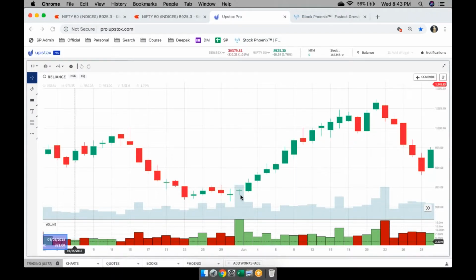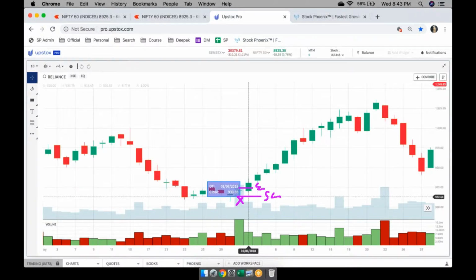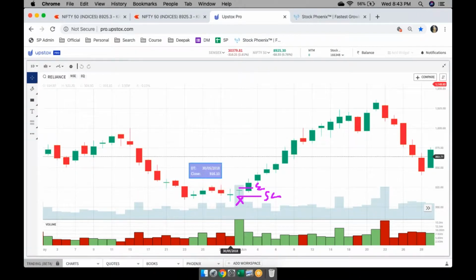Okay. Next, this also can be considered as a doji. Above this, we have to buy with a stop loss at this particular place. Stop loss, entry. Okay, let's see the percentage. Entry is above 924. Stop loss is 912. So my risk and reward is only 12 points.